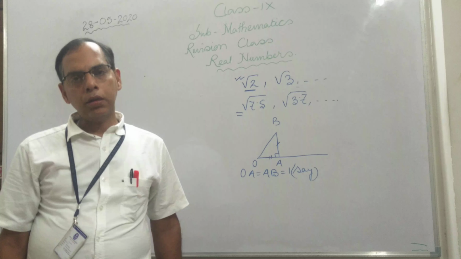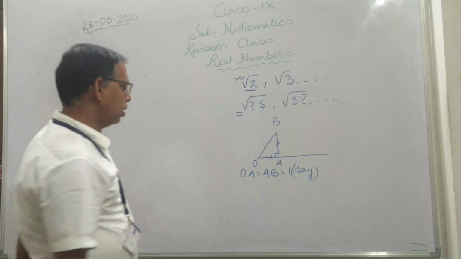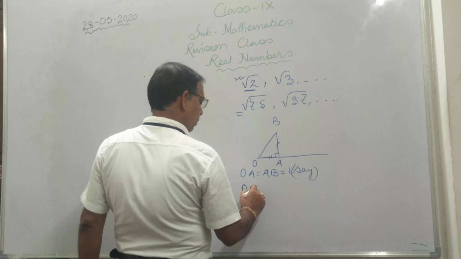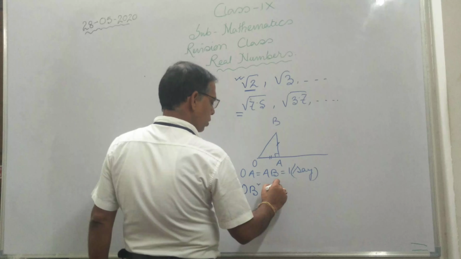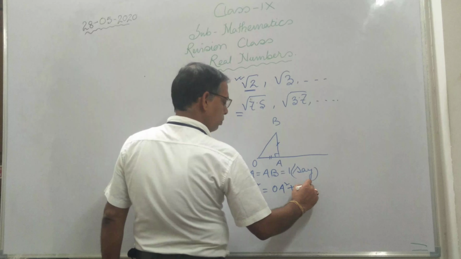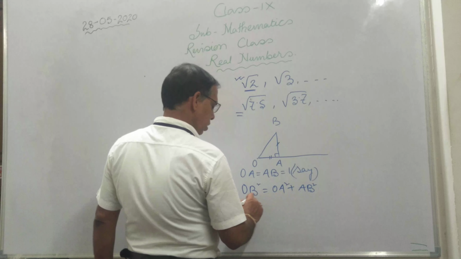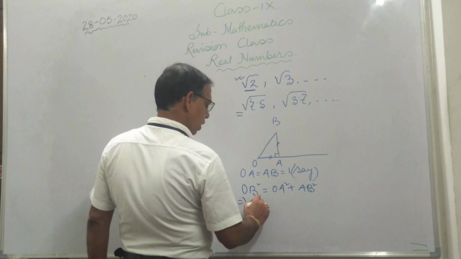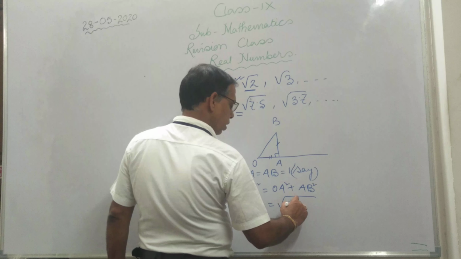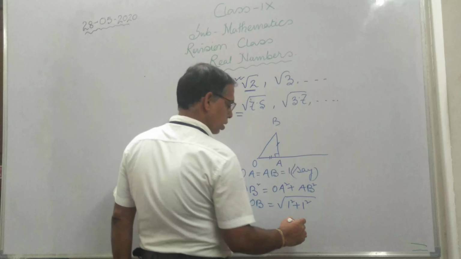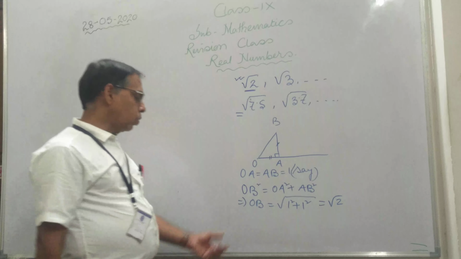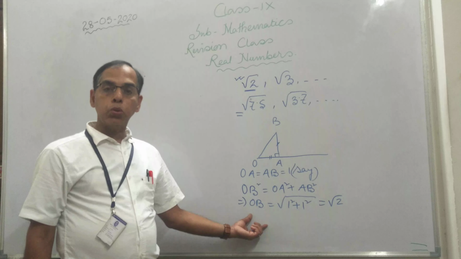Okay? Then as it is a right angle triangle, which theorem will we use? We will use the Pythagoras theorem. According to the Pythagoras theorem, OB square equals OA square plus AB square, and then OB equals root over 1 square plus 1 square, equal to root 2. That means OB is your root 2.